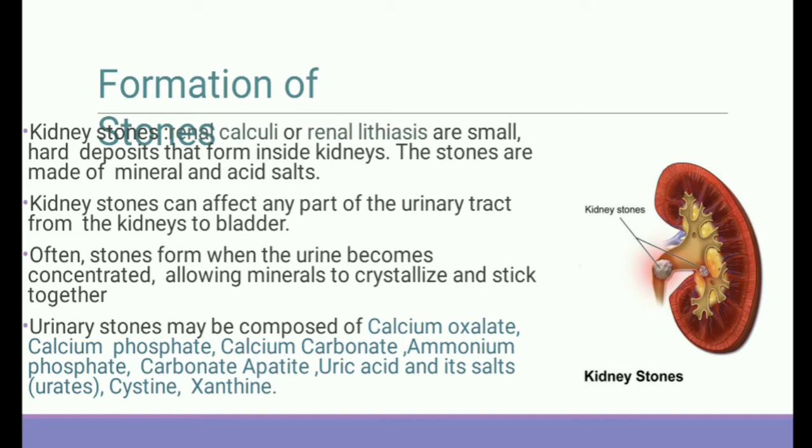As we all know, the nephron is the structural and functional unit of the kidney, as it filters the blood, where most of the fluid part is reabsorbed and the waste and toxins are removed in the urine. Kidney stones can affect any part of the urinary tract from kidney to bladder. The mineral salts come together, crystallize and form stones. Often, stones form when the urine becomes concentrated, allowing minerals to crystallize and stick together.